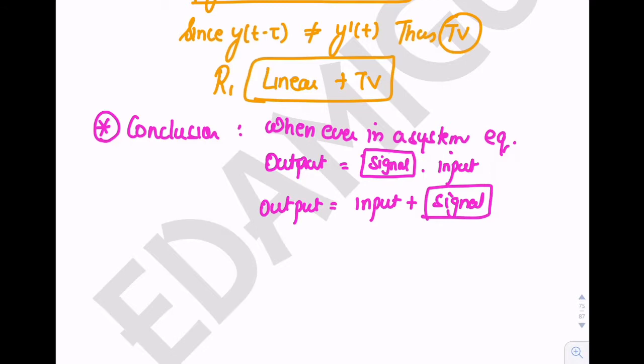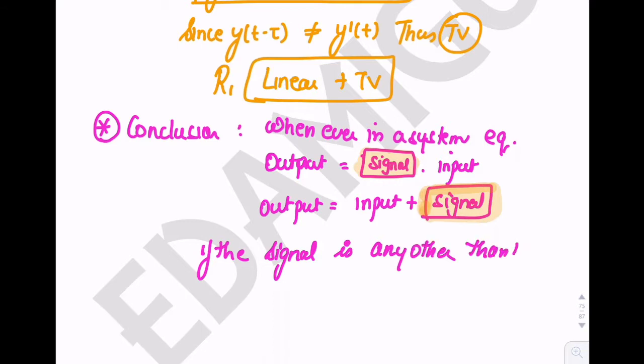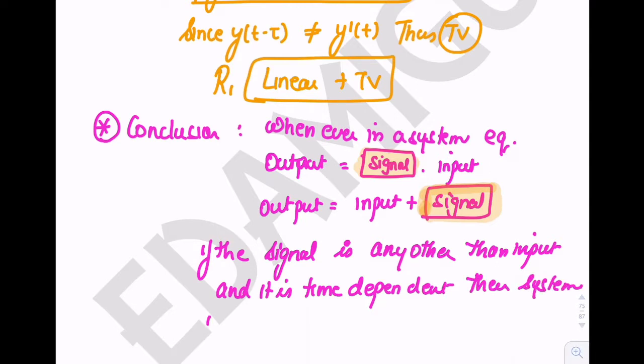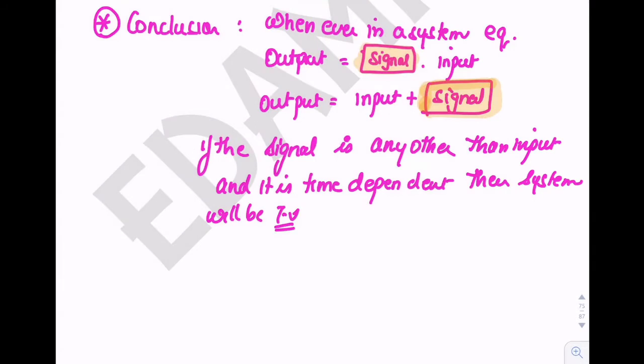Okay, so if these two signals are not equal to input, that is they are other than the input signal, so it can be a cos, it can be equal to t. So I'm writing that if the signal is any other than input and it is time dependent, then the system will be time variant.